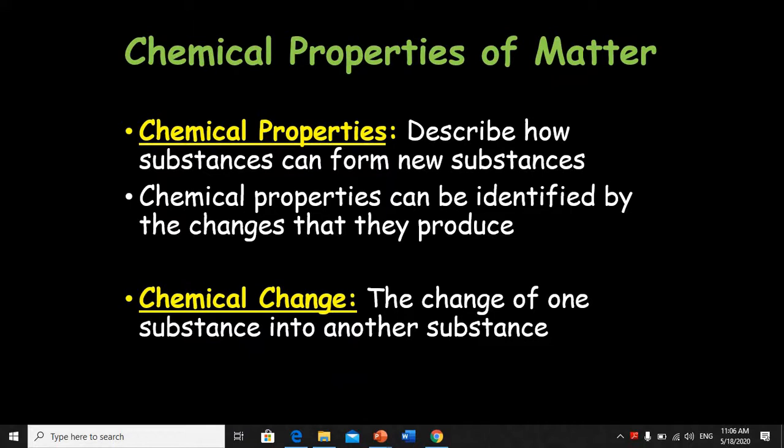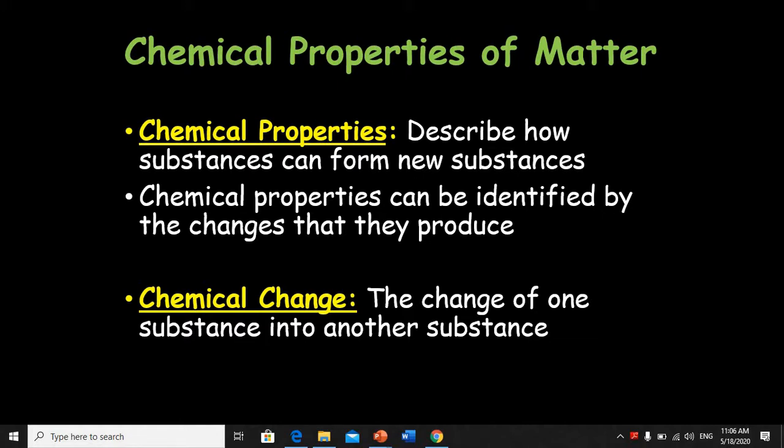Today our lesson is about chemical changes and physical changes. Previously, we talked about the chemical and physical property, and we said that the chemical property describes how a substance can form a new substance, and it can be identified by changes that you can see or that are produced. So if you've noticed that the matter itself or the substance changed, then we are describing the chemical property of this thing.